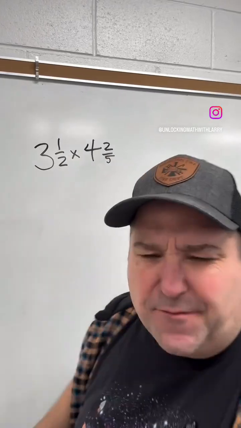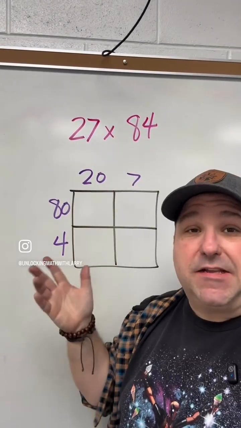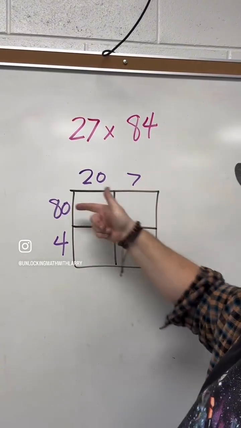Let's take a look at how to multiply two mixed numbers. But actually first, let's review how to multiply two two-digit numbers. We simply take our numbers and break them into the tens and the ones. So 27 is 20 plus 7, 84 is 80 plus 4.